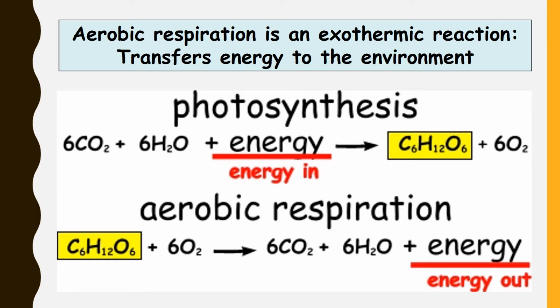So aerobic respiration, as we've said, is an exothermic reaction. That means that energy is transferred to the environment. Energy is given off, and that's the whole purpose of respiration. Whereas photosynthesis, we need to remember, is endothermic, because energy goes into the reaction. So you can see on the symbol equations, the energy is going in for photosynthesis, endothermic. Energy comes out for aerobic respiration, so it is exothermic. So if you haven't already done so, please can you make a note of that: photosynthesis is an endothermic reaction and why, and aerobic respiration is exothermic and why.